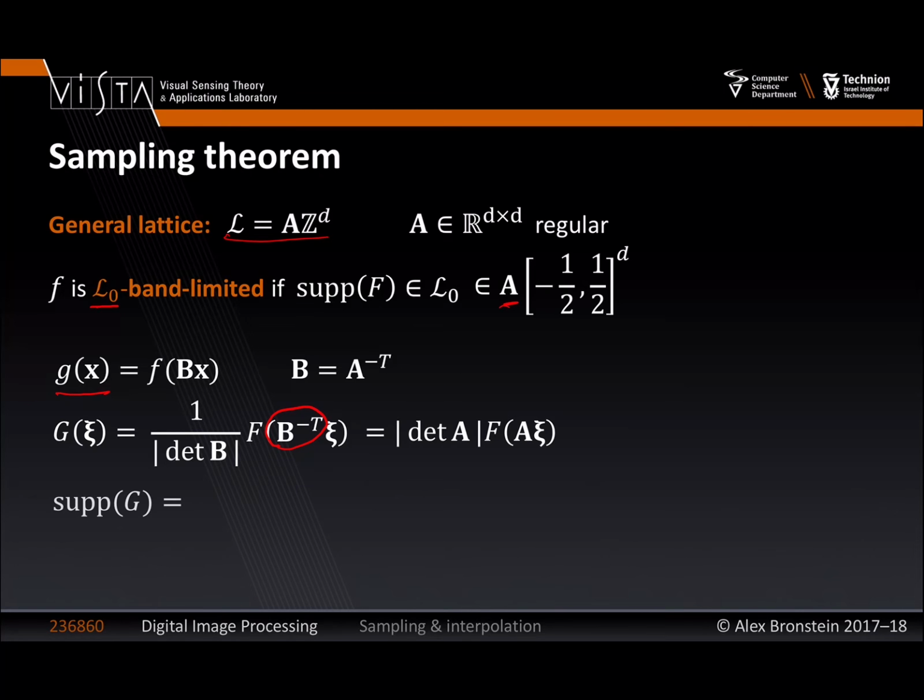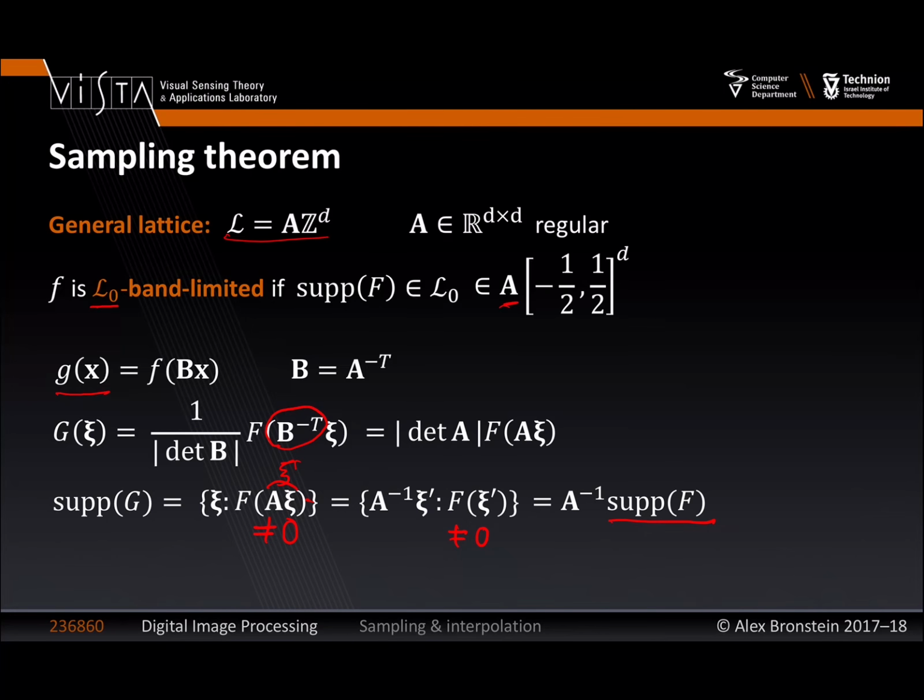Okay? Now, what about the support of G? So the support of G is the set of all xi's such that F of A xi is distinct from 0. Okay? So let's change the variable. Let's denote this as xi prime. So instead of writing xi, I will write A inverse xi prime, and instead of writing A xi, I will write xi prime, and this is the support. But basically, I can take the A inverse outside this set and define this as A inverse times the set of xi primes such that F of xi prime is distinct from 0, which is nothing but the support of F.